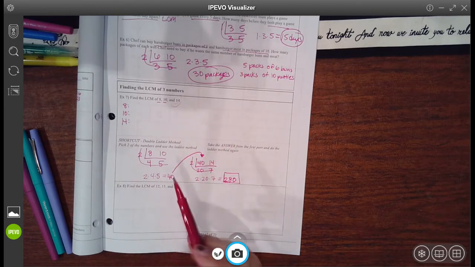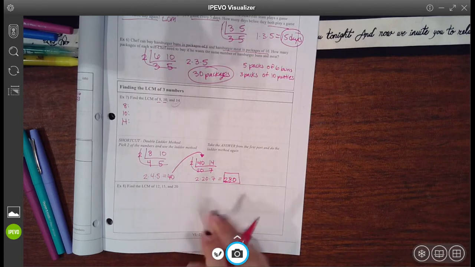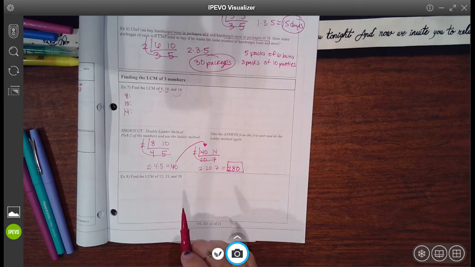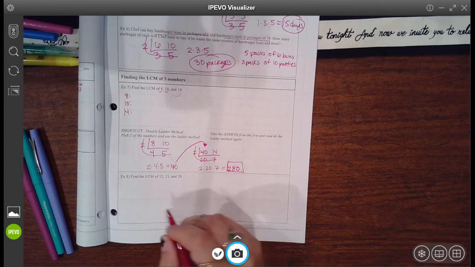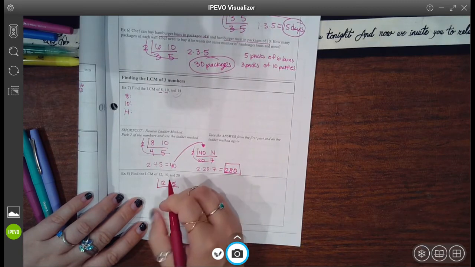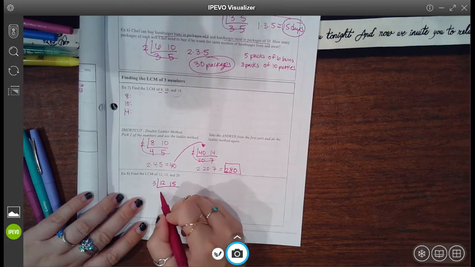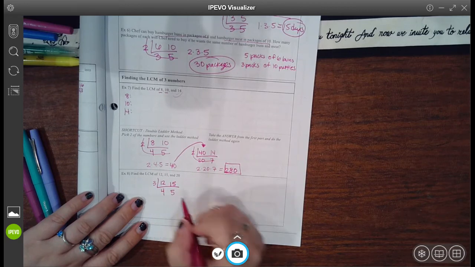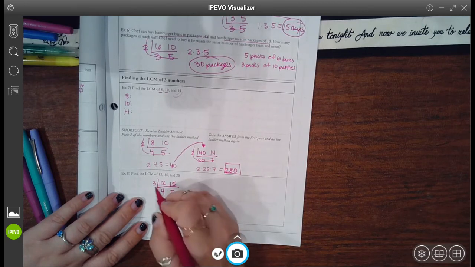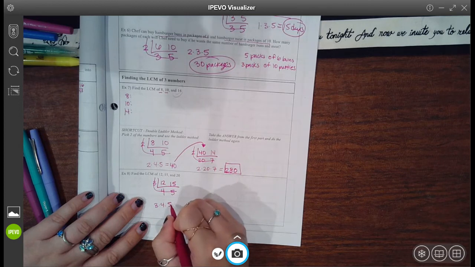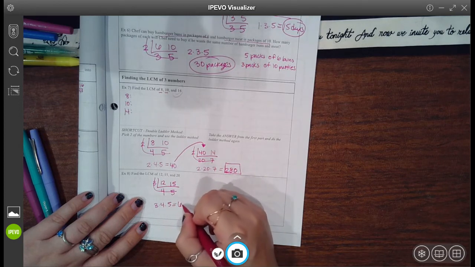Ugh. Okay, so why don't you try it of 12, 15, and 20? Okay, you paused it to try it. Now you unpaused it. You're back with us. Let's see how you did. You had 12 and 15. What can go into both of those? 3 can. 3 times what is 12? 4. And 3 times what is 15? 5. Can you keep going? Nope. So find the LCM. That's 3 times 4 times 5. 3 times 4 is 12. 12 times 5 is 60.